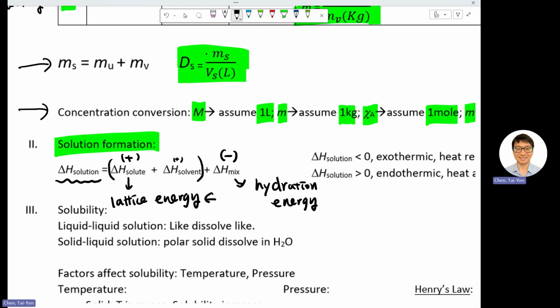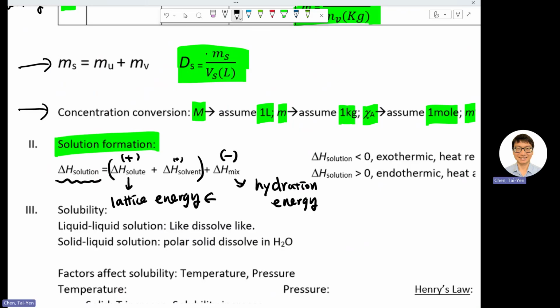Why do we call delta H solute the lattice energy? In our previous case, we had sodium chloride as an example, right? When those ions have a very specific orientation, in chemistry we say they form a lattice. You want to break apart the lattice, and that costs energy. Therefore, we call it lattice energy. All right, any other questions?